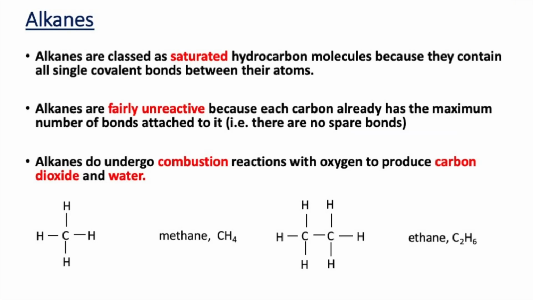So we're now going to look at alkanes in a little more detail. Alkanes are classed as saturated hydrocarbons because they contain all single covalent bonds between their atoms. There are no double bonds. If a molecule has only single bonds between its atoms, it's classed as saturated, and if it contains a double bond, it's classed as unsaturated. Alkanes are saturated, and they are fairly unreactive because each carbon already has the maximum number of bonds attached to it. There are no spare bonds.